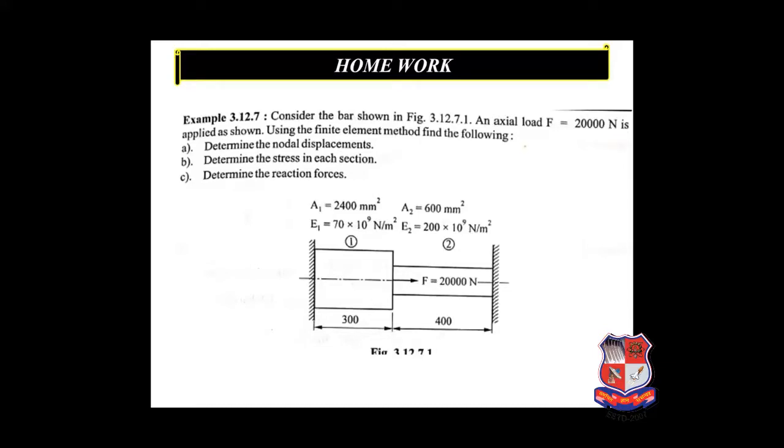Okay, so write down the data. Consider the bar shown in the figure. An axial load F is equal to 20,000 Newton is applied as shown in the figure. Using the finite element method, find the following. So what do we have to find? We have to determine the nodal displacement, determine the stress in each section, and determine the reaction force. So we have to find all these three.